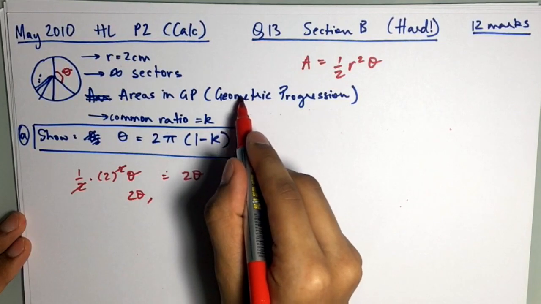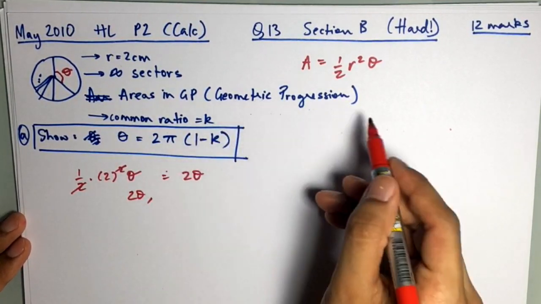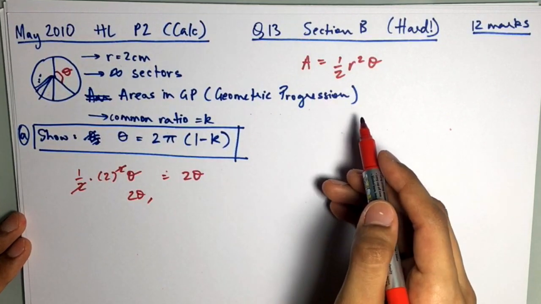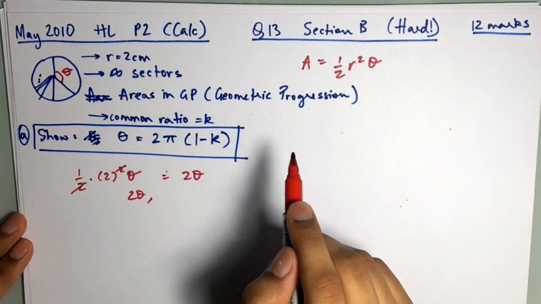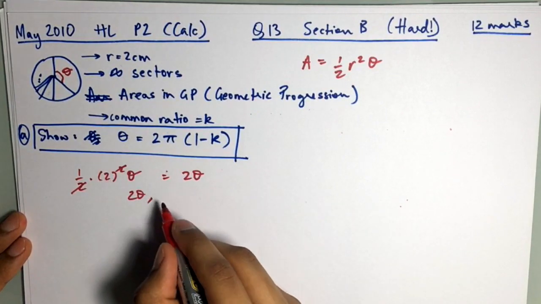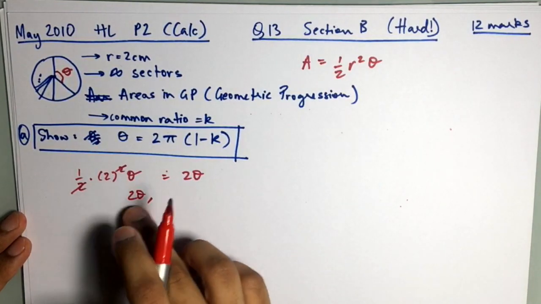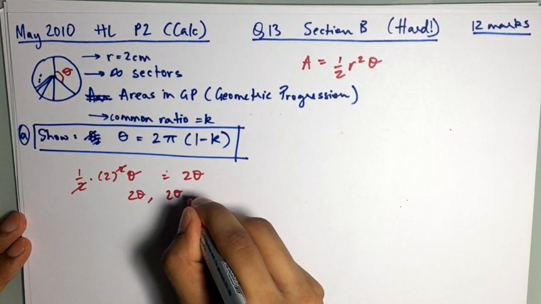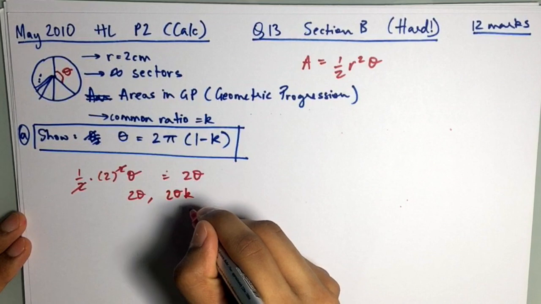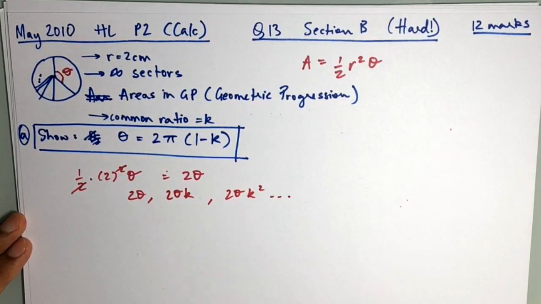And then since it's a GP with common ratio k, and GP is just geometric progression, which is the same thing as geometric sequence, if I were to write down the sequence, it would be 2 theta and then common ratio k, so you just keep multiplying each subsequent term by k. So you get 2 theta times k, 2 theta times k squared, and so on.